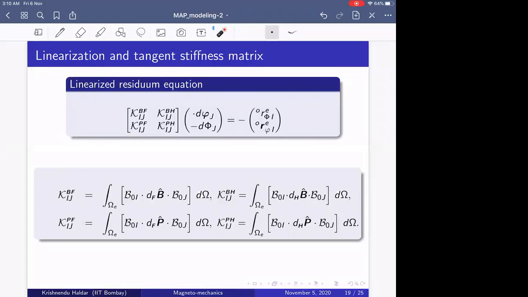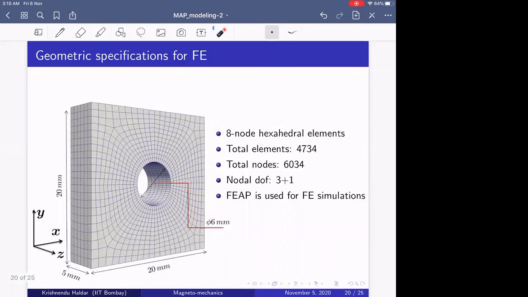This is the coupling of the magnetic field with the mechanical. This is again the mechanical field, and both are purely mechanical, and this is the mechanical coupling with your magnetic field. So you get your coupled stiffness matrix. Then you go for assembly, and you are ready to run your FE code. We use for this problem an open source finite element software, and nodal degree of freedom is 3 for the mechanical and 1 for the scalar magnetic potential, which is phi.